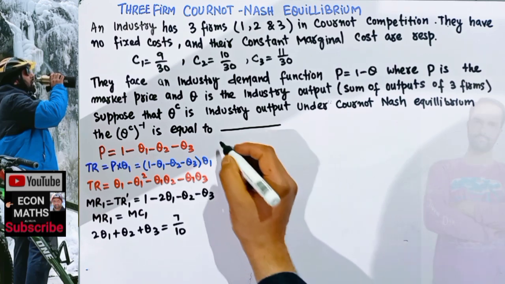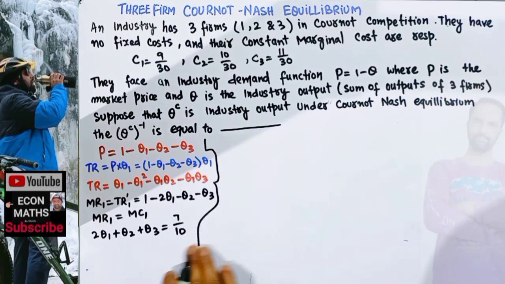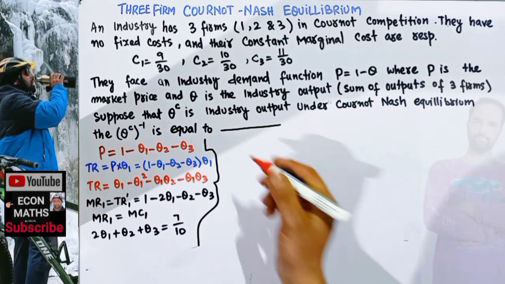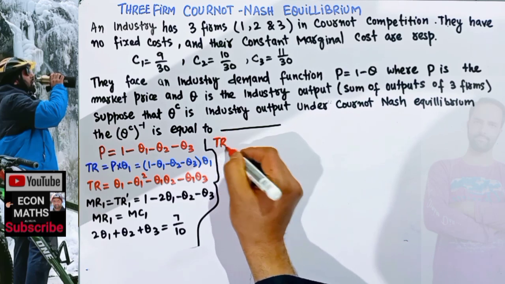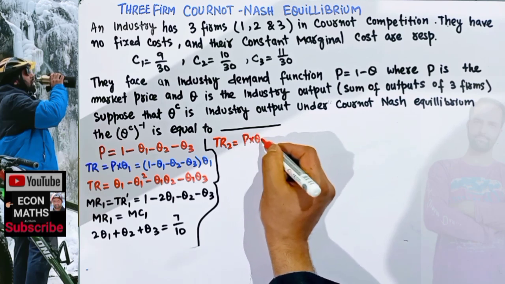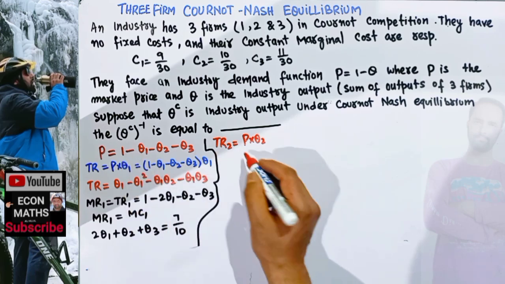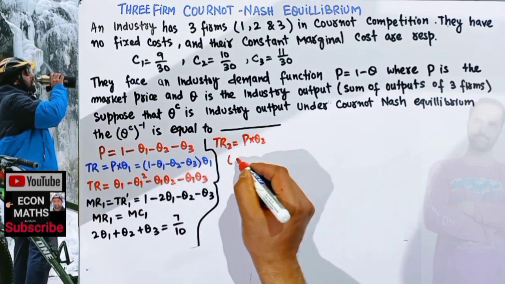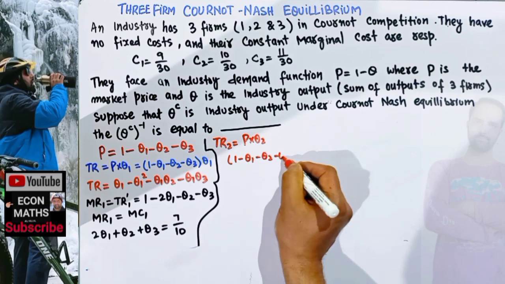After that, let's take firm 2 into consideration. I don't have the space here, so let me try for firm 2 also to make sense for you. So total revenue for firm 2 will be equal to P into Q2. Our P is this function, that is 1 minus Q1 minus Q2 minus Q3.